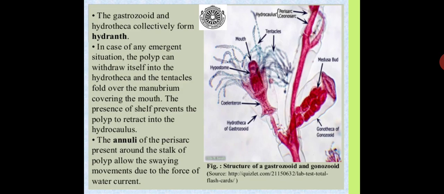In case of any emergency, the polyp can withdraw itself into the hydrotheca and the tentacles fold over the manubrium, covering the mouth. The presence of the shelf prevents the polyp from retracting into the hydrocaulus. The annuli of the perisarc present around the stalk of the polyp allow the swaying movements due to the force of water current.